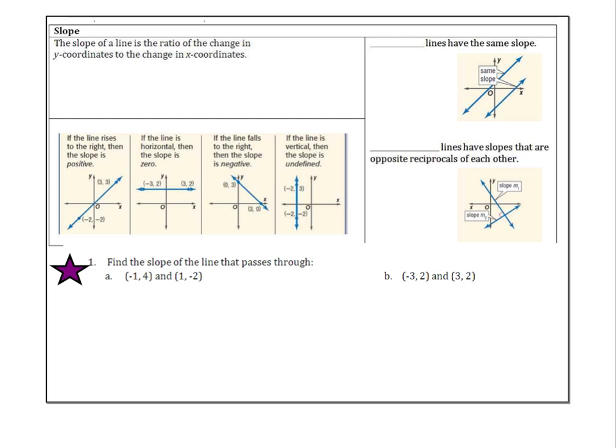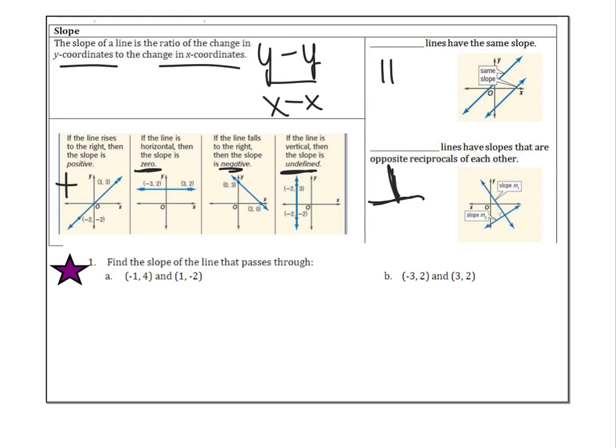Slope is the ratio of the change in y coordinates to the change in x coordinates. So that's what we talked about: y minus y over x minus x. If it goes up and to the right, it's positive. If it's horizontal, my slope is 0. If it goes down, it's negative. If it's vertical, it's undefined. Parallel lines have the same slope. Perpendicular lines have opposite reciprocals, and that just means the slopes multiply to -1.